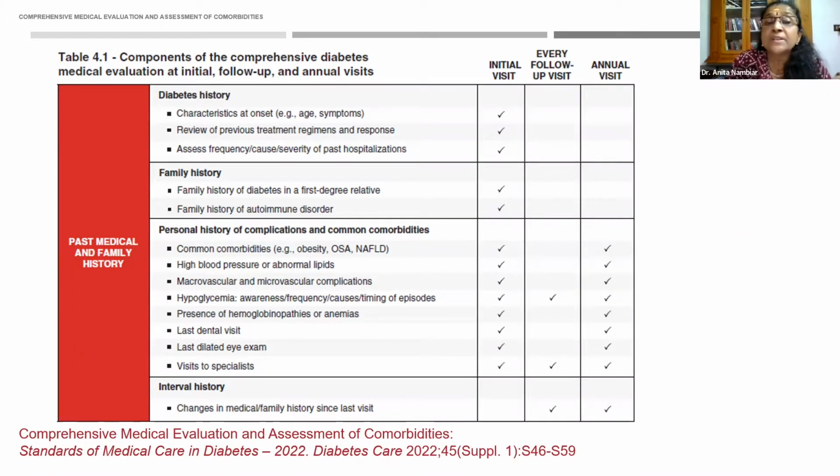The second aspect is family history. It's very important. So family history of diabetes in the parents and in first degree relatives, siblings, and family history of autoimmune disorders is very important, especially in type 1 diabetic, where they have got autoimmune thyroiditis and other related autoimmune disorders.